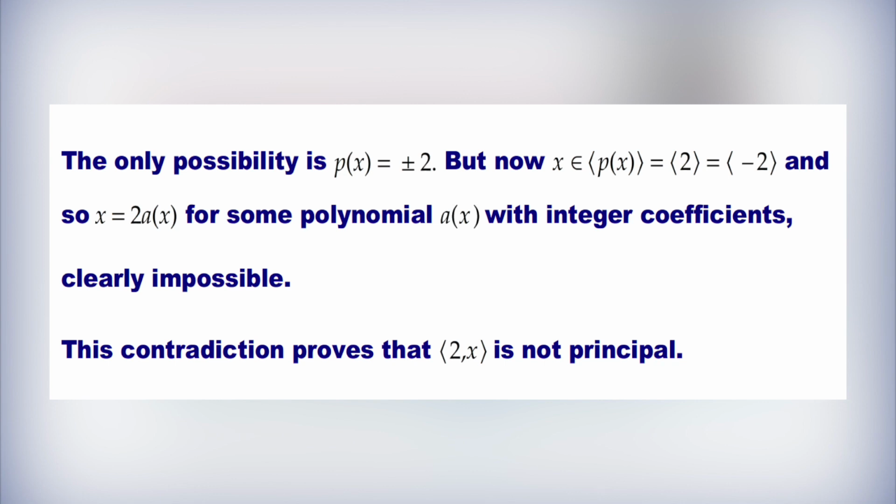But now, x belongs to the ideal generated by p(x), which equals the ideal generated by 2, which equals the ideal generated by -2, and so x is equal to 2a(x) for some polynomial a(x) with integer coefficients, which is clearly impossible. This contradiction proves that the ideal generated by 2, x is not principal.